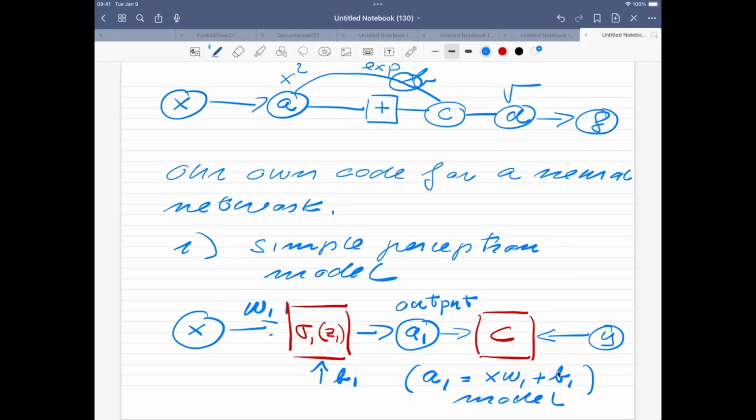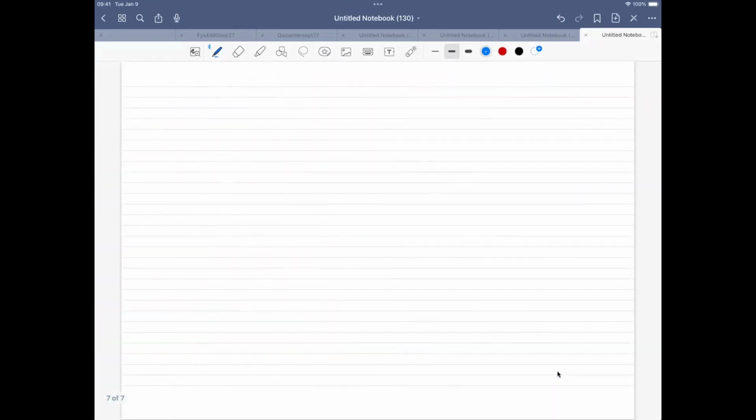Okay? So just think of this sigma which you have there as a function. So now what we are going to do is to define this function sigma as a function of z1, where z1 is normally given by x times w1 plus b1 here.